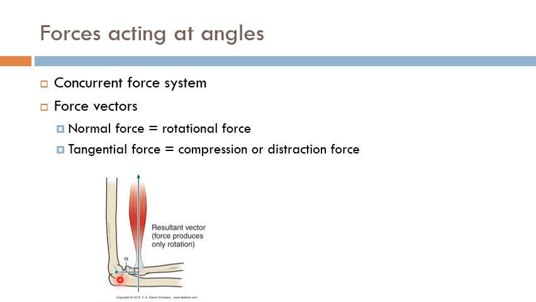Now, if the elbow was only flexed, say, 30 degrees, coming down here, there would still be rotational forces taking place, but they wouldn't be the only forces. You would now have some compression forces taking place because not all of the force would be produced towards rotation. So you have two forces: the normal force, which is the rotational force, and the tangential forces, which are either compression or distraction forces.